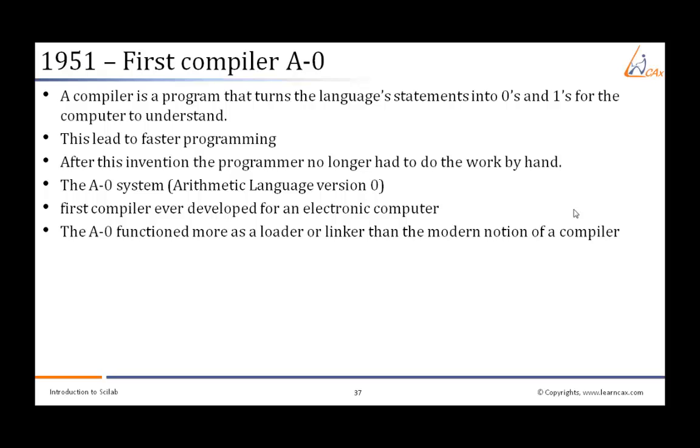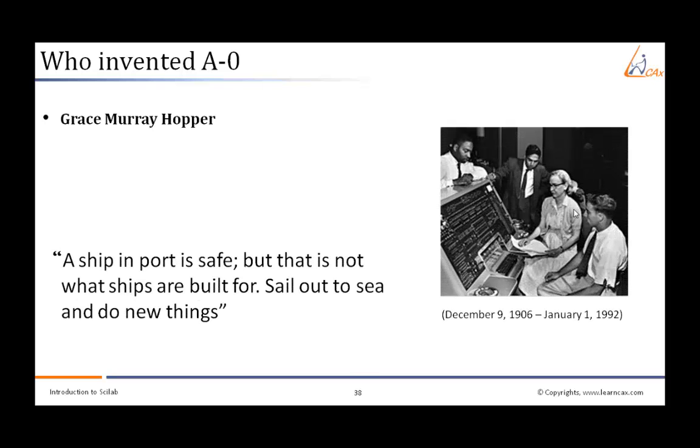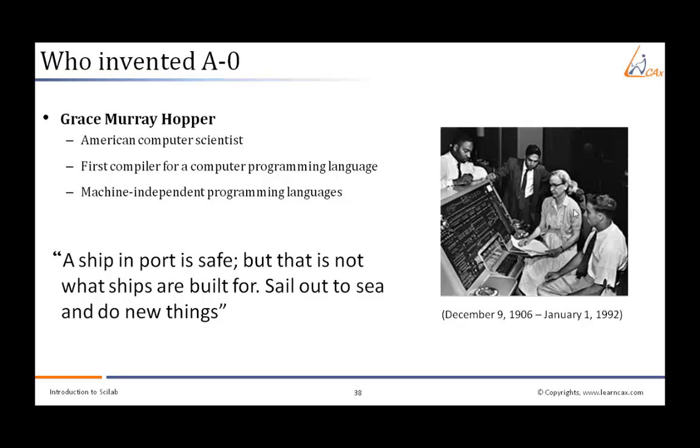The A0 compiler actually worked more as a loader or a linker rather than a modern compiler. Who invented the A0 compiler? It was Grace Murray Hopper. She was an American computer scientist, and she invented the first compiler for computer programming languages. It was a machine-independent programming language, and she is credited also with inventing the term debugging. Whenever we say today that we have to debug a code, she invented that terminology.